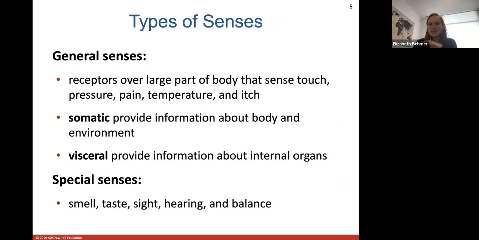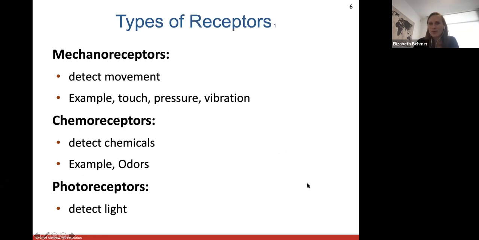So the general senses, these receptors are over a very large part of the body that help to sense touch, pressure, pain, temperature, and itching. Somatic general senses provide information about the body and the environment, so anything external that your body is facing. And your visceral senses provide information about all your internal organs, so anything that's happening on the inside of the body. And then your special senses help with smell, taste, sight, hearing, and balance. And we'll go over all of those.